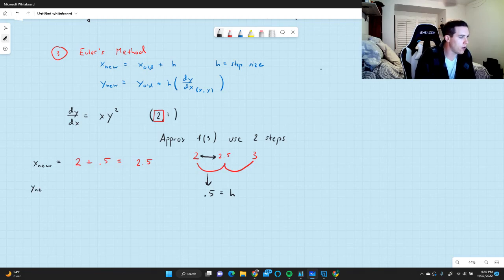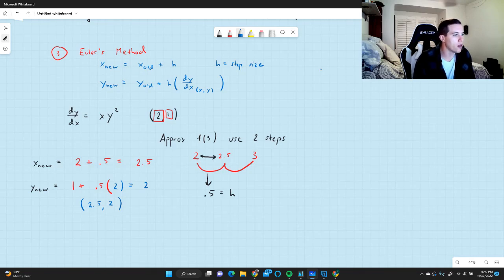To get the new y coordinate, you take your initial y coordinate, or your old y coordinate, which is 1, and you add 0.5 times what you get when you plug this coordinate into the derivative. So plug (2, 1) into the derivative, we get 2. And we do the work. 2 times 0.5 is 1. 1 plus 1 is 2. And congrats, we have now found our first coordinate at (2.5, 2).